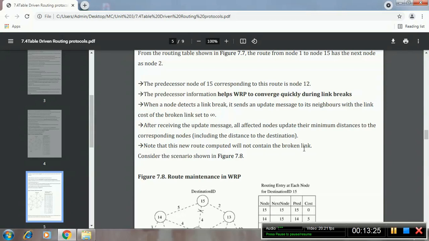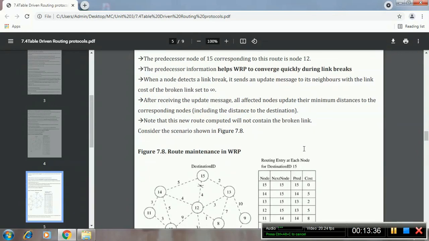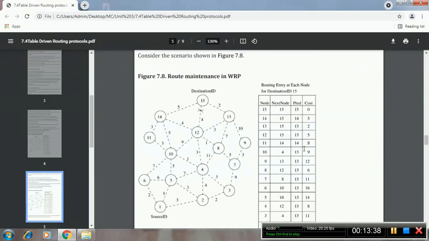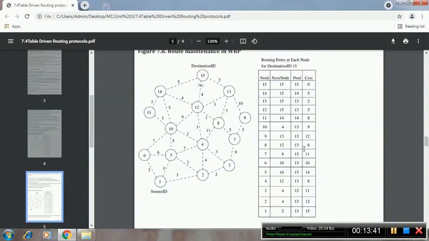When a node detects a link break, it sends an update message to its neighbor with the link cost of the broken link, and it is represented with infinity. All these points we have learned in the previous topic. If there is a link break between 12 and 15, that information is going to be represented with the infinity symbol.